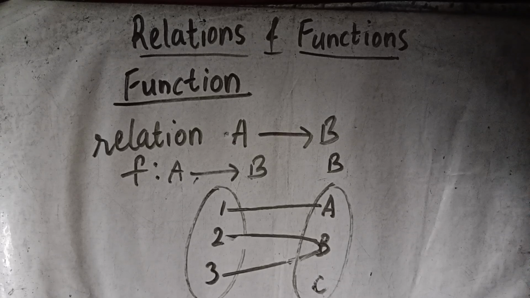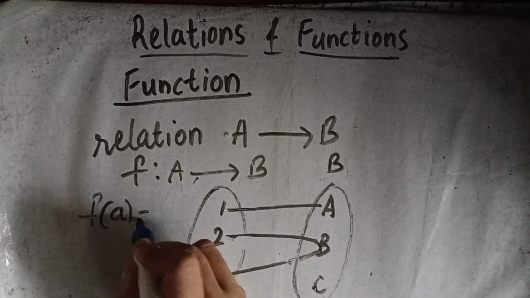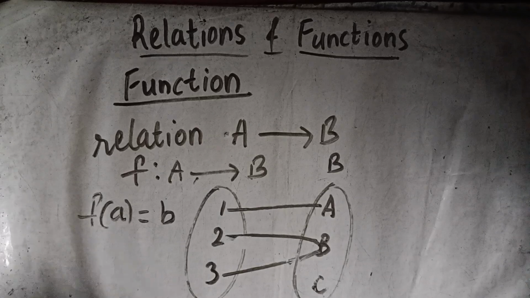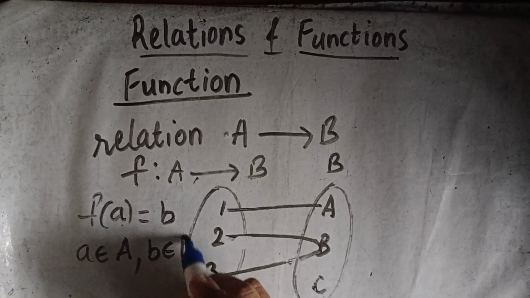And it is denoted by, if f is from A to B, then the function is written as f of a is equal to b, where a belongs to A and b belongs to B.